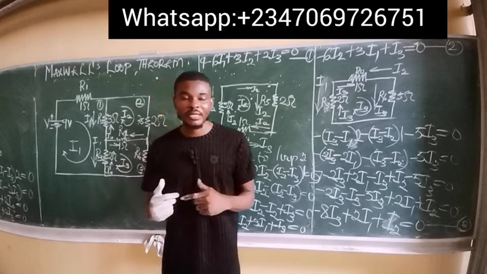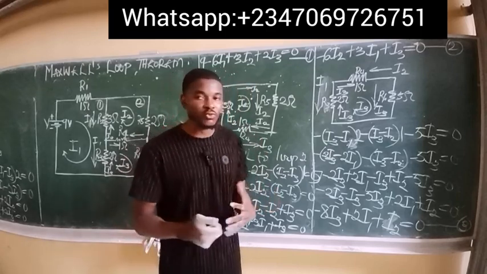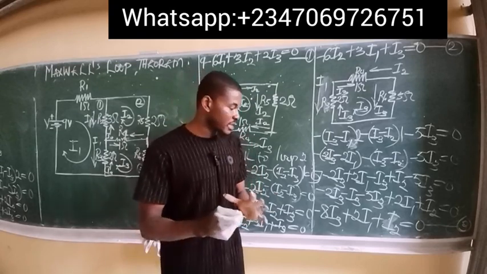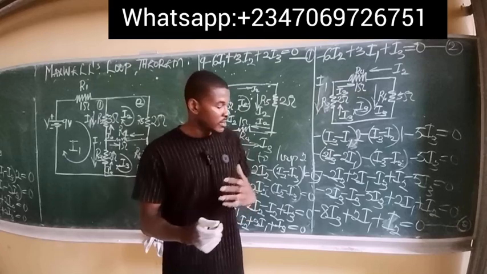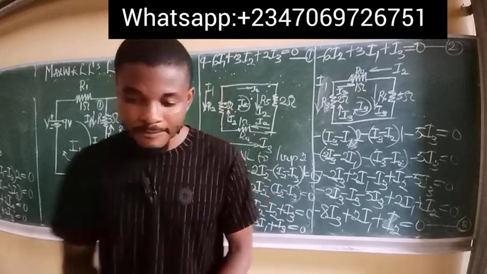So before doing that, let's write down the 3 equations and rearrange them in terms of I1, I2, and I3. Let's rearrange them in that order: I1 comes first, followed by I2, and followed by I3. Let's do that over here and see.